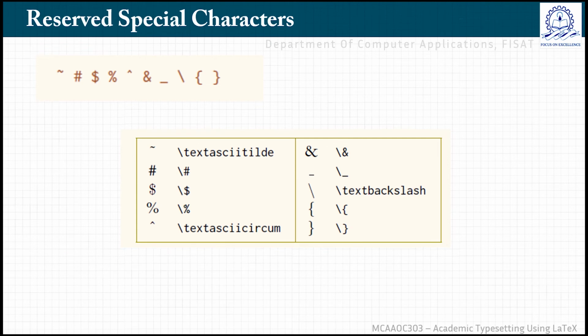So if we want to get slash as it is in the output, what do we have to give? Then we have to use a command for that. If we give slash in the source file, the system will understand that that is the beginning of a command. But what if we want slash itself in the output? Then you can give slash text backslash. There are some other special reserved characters also, such as tilde, hash, dollar, percentage, all these different characters. These are part of LaTeX commands. If you want to print these characters as they are, you can use special instructions for that.